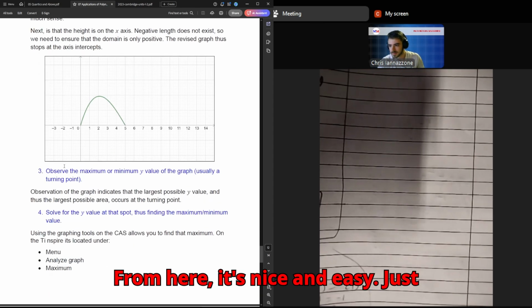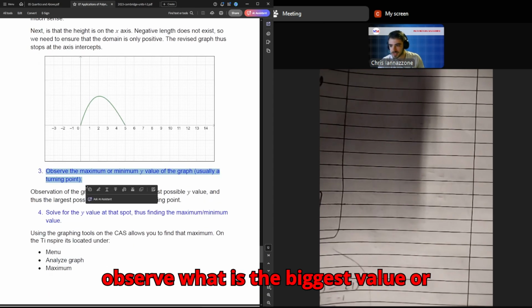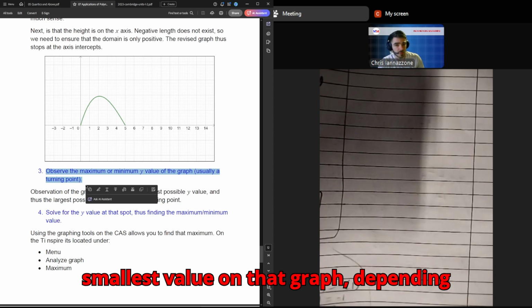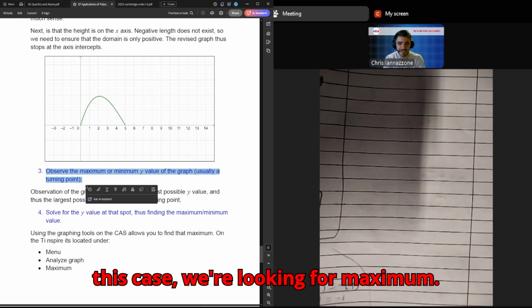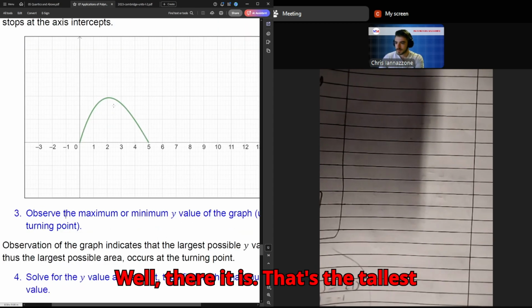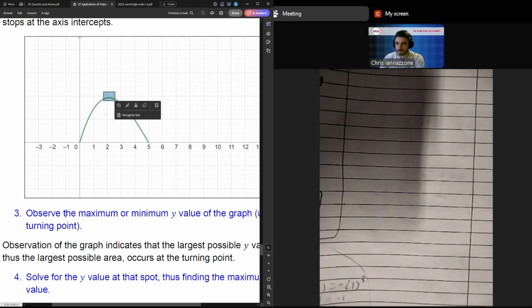From here, it's nice and easy. Just observe what is the biggest value or smallest value on that graph, depending on what you're trying to solve for. In this case, we're looking for maximum. Well, there it is. That's the tallest spot. So we have to find that.